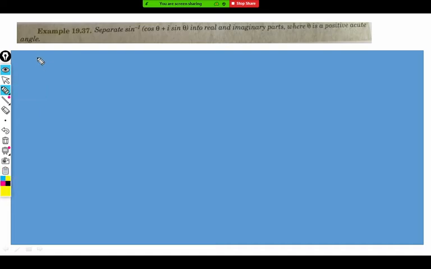So again we'll start. Let sine inverse of cos theta plus i sine theta is equal to alpha plus i beta. So indirectly we have to find out alpha and beta.